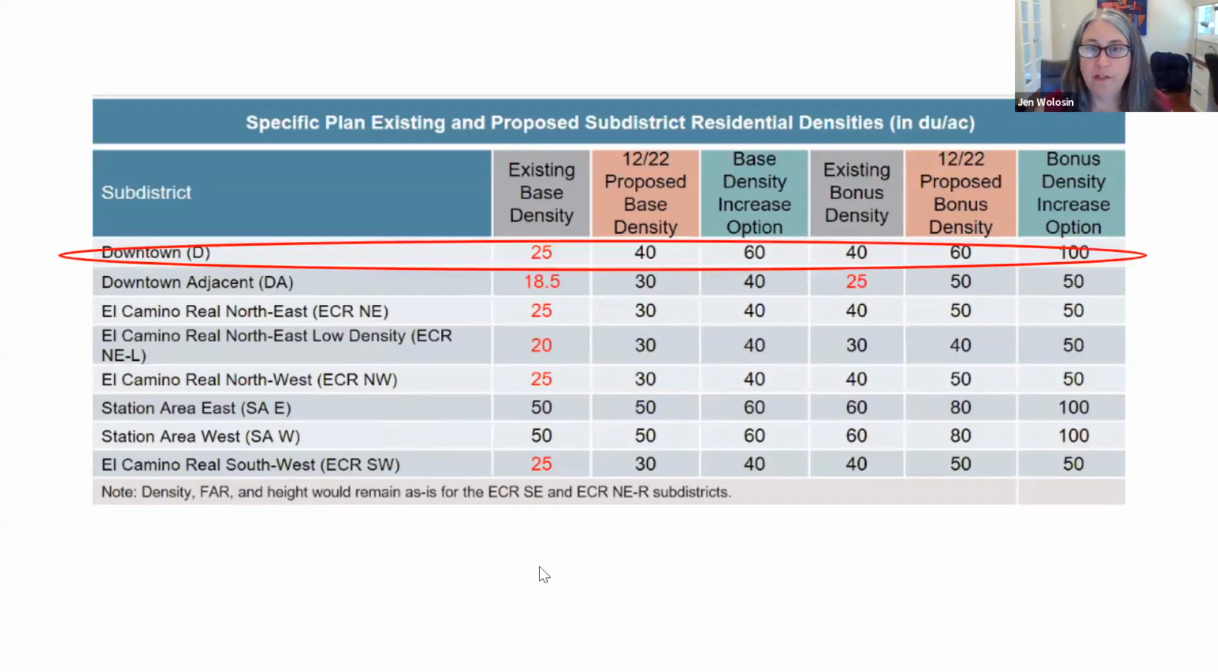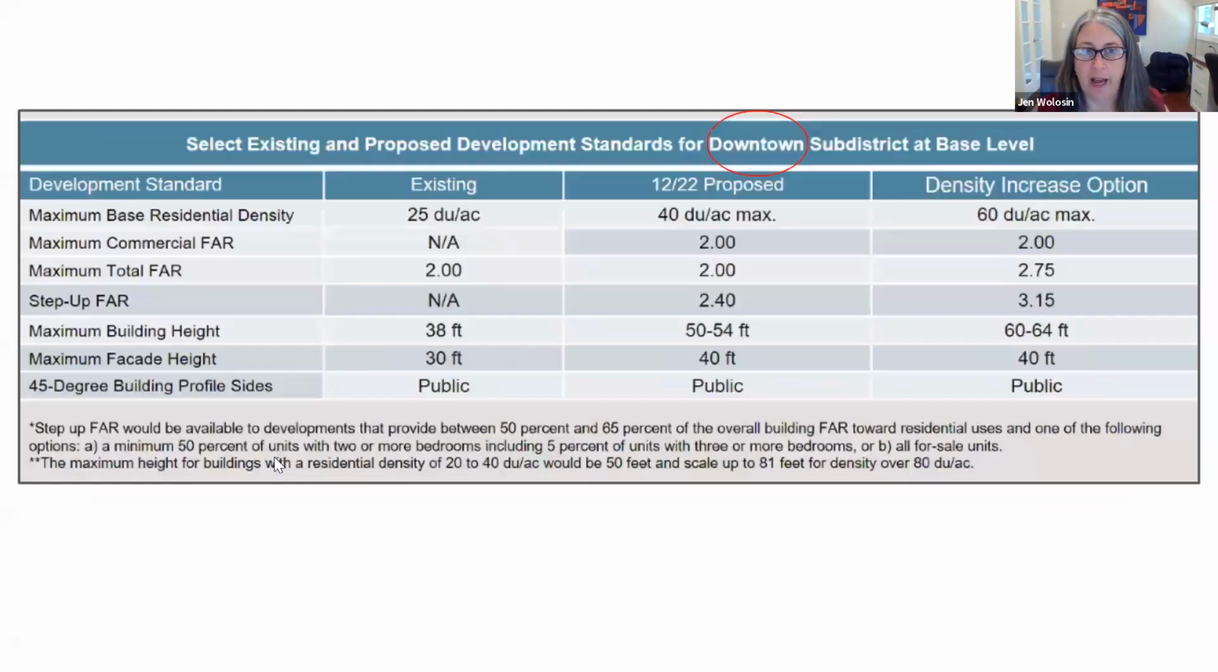For each of these 8 zoning districts that are having these different densities shown, there are more development standards, which that giant chart was trying to show. If you look just at downtown, this is showing all of those different development standards for that one downtown sub-district. This was the original downtown specific plan, base density of 25 units an acre.